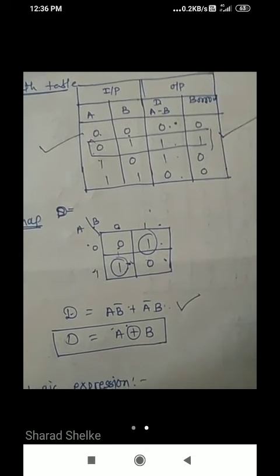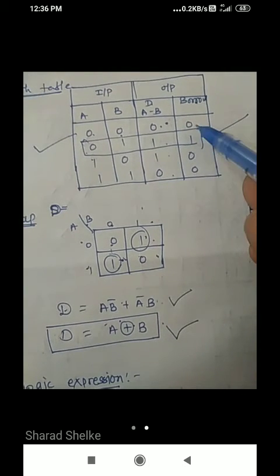So which gate is this logic expression for? Just like the AND gate is represented by A into B, and the OR gate is represented by A plus B, in the same way A B bar plus A bar B is represented by the XOR gate. So D is equal to A XOR B. What does A XOR B mean? It means A B bar plus A bar B. So this is the logic expression for the difference D.